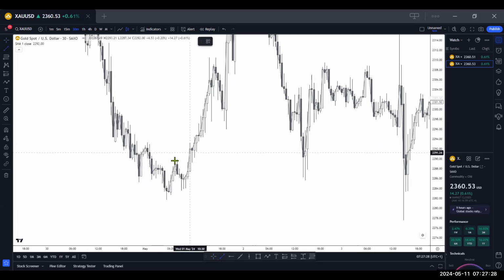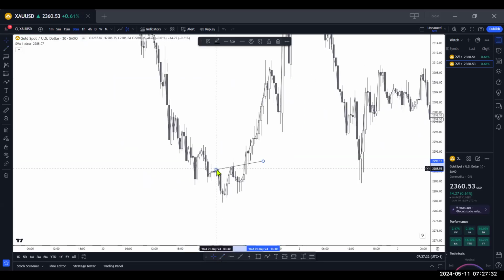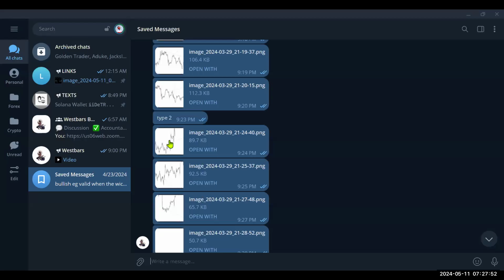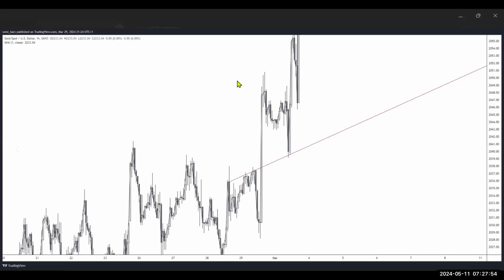First touch, second touch, entry. Okay. First touch, second touch, then entry. Okay. So let me see. I have this screenshot and linked something. Right. So this is type 2. First touch, second touch, entry.